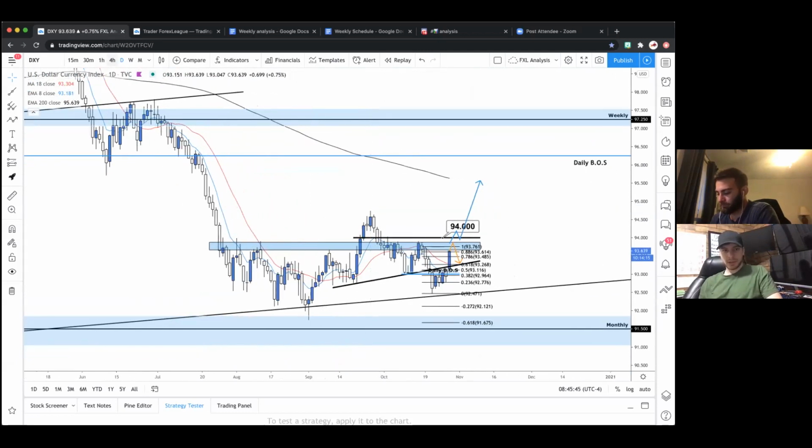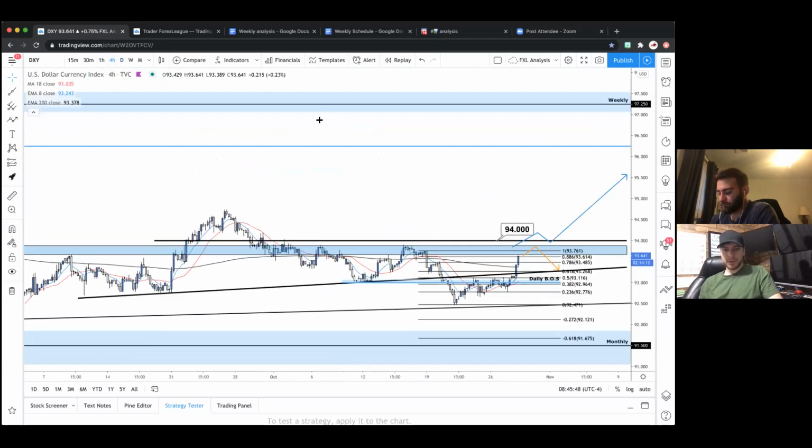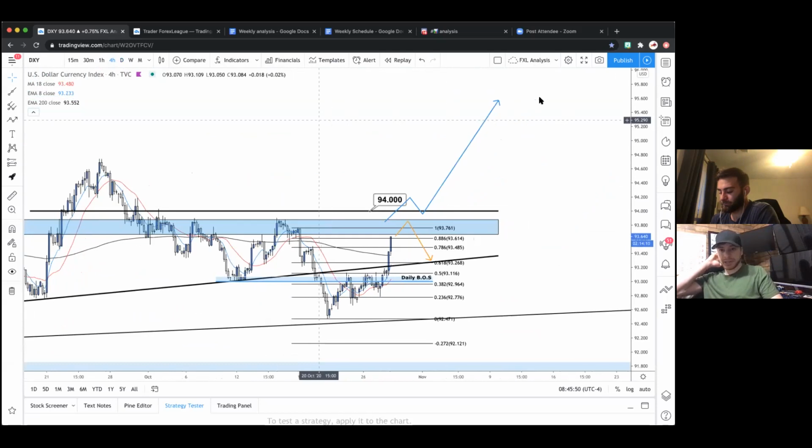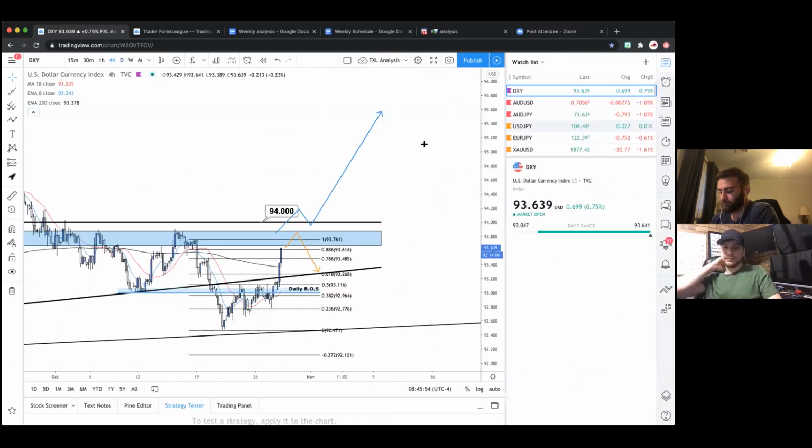All right, so this is the 4 hour. Yeah, looking good. Looking good. Definitely bullish as hell, though. I mean, that movement overnight was insane. So let's jump on to AU.